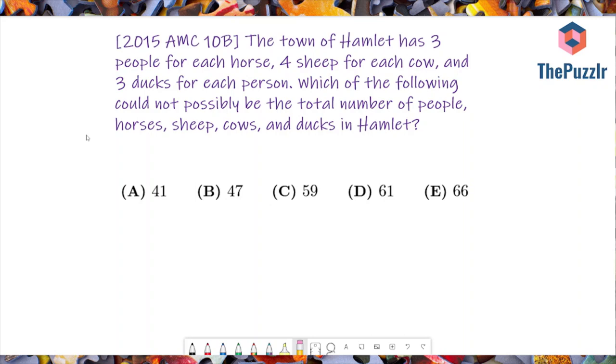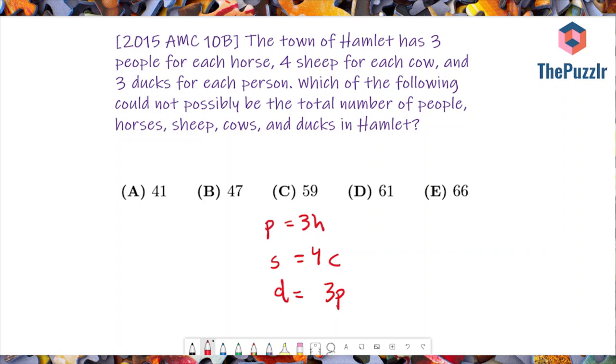So the town of Hamlet has 3 people for each horse. So that means that if there's 1 horse, there's going to be 3 people. So people is equal to 3 times horses. 4 sheep for each cow. So if there's 1 cow, there's going to be 4 sheep for that cow. So S for sheep is equal to 4 cows. 3 ducks for each person. So the number of ducks is equal to 3 times the number of people. Which of the following could not possibly be the total number?